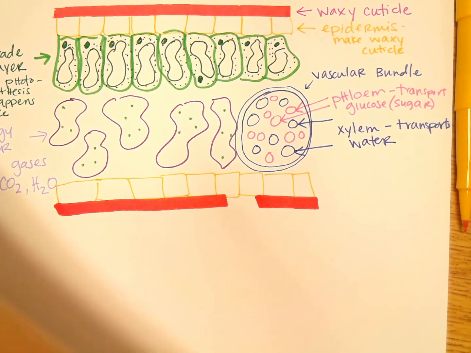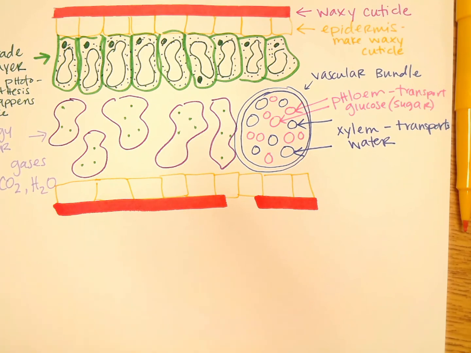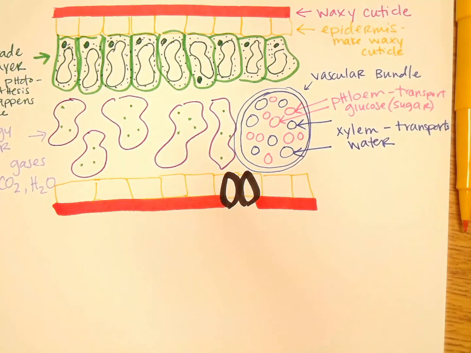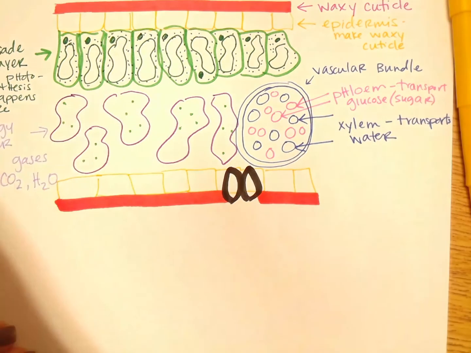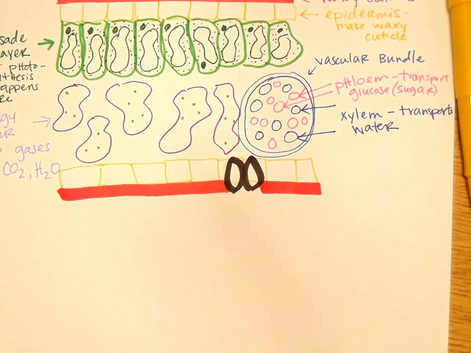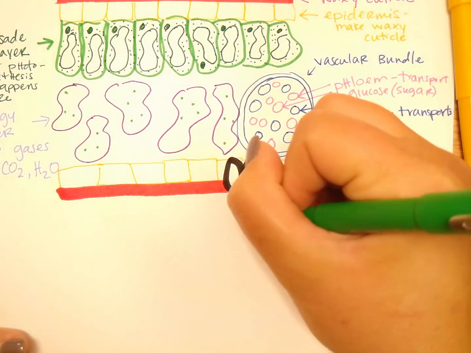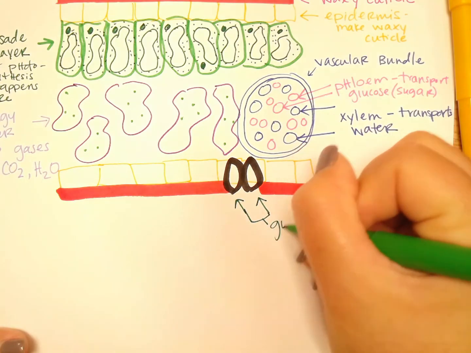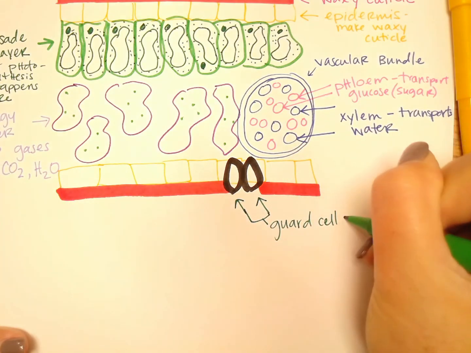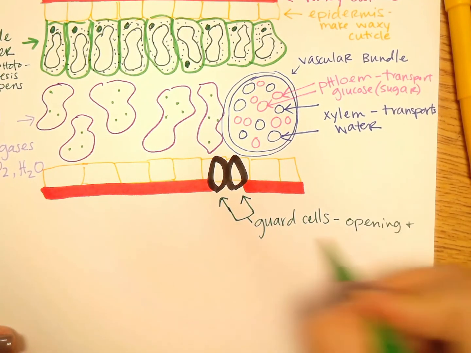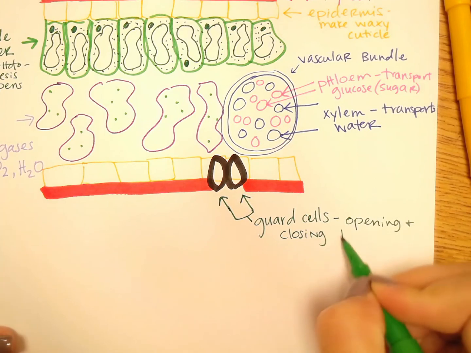Now, how is that carbon dioxide going to get into the plant? Well, the plant has these cool little openings called, do you guys remember what they're called? These are called, the opening is called stomata, but on either side are guard cells. And guard cells are responsible for opening and closing the stomata.